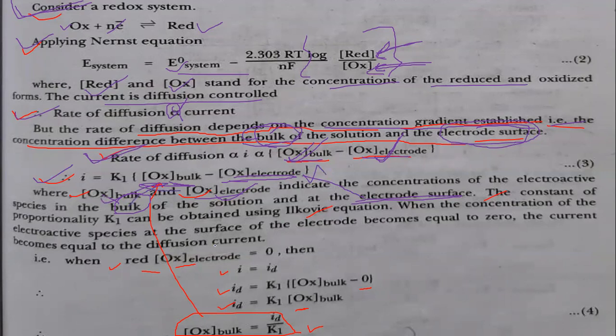The proportionality constant K1 can be obtained. For the above equation, K1 can be obtained using the Ilkovic equation. Then the concentration of the electroactive species at the surface of the electrode becomes equal to zero. In that case, the current becomes equal to the diffusion current.